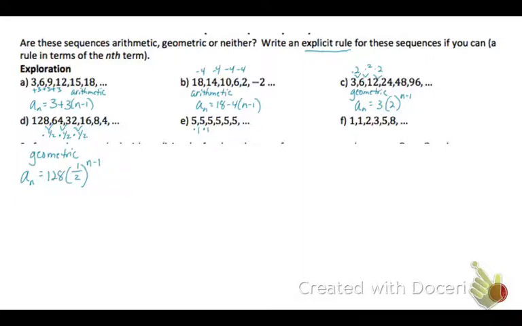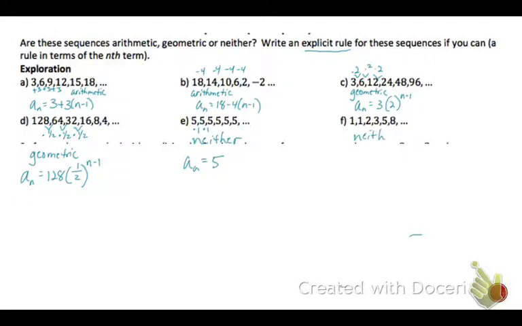Now, e is interesting. It's just 5, 5, 5, 5. You can think of it as multiplying by 1, but that doesn't qualify as a geometric sequence. We need to be multiplying by an amount other than 1. So this would be neither for our description. We can write a rule. It's just any term will equal 5.